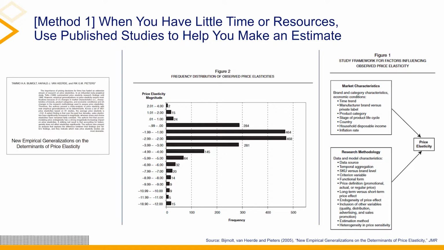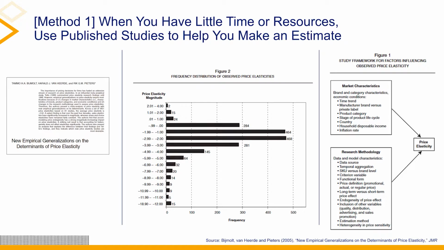Method number 1. You have little time or resources to do something on your own. In this case, leverage publicly available studies and adjust their findings as best you can to your product and context. Sometimes you may get lucky and a search in Google Scholar returns a study that closely aligns with your product and context. More likely, you rely on something called a meta-analysis as a starting point.